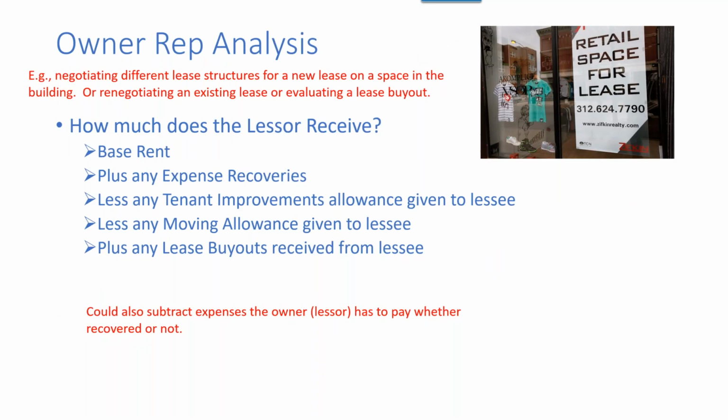So let's talk a little bit about the owner rep analysis. So some use cases that I've jotted down would be negotiating different lease structures for a new lease on a space in the building, or renegotiating an existing lease or evaluating a lease buyout. Especially during COVID, we're past that now, but although for other reasons, we may start to see a lot of lease buyouts and renegotiating of leases on existing space. So it's not just new leases that we're talking about.